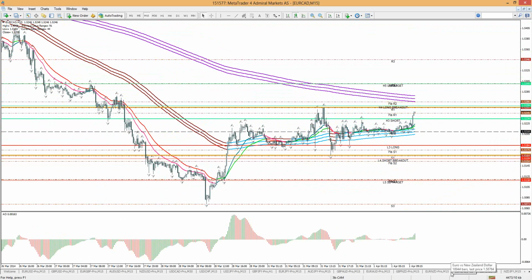Okay, so that's the main message using Camarilla and moving averages. Usually we only focus on one of the two. I thought it could be interesting maybe to combine them and show you that.